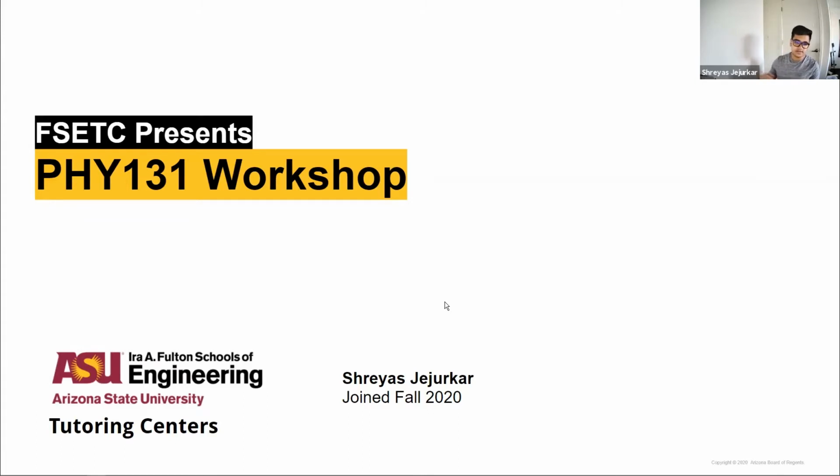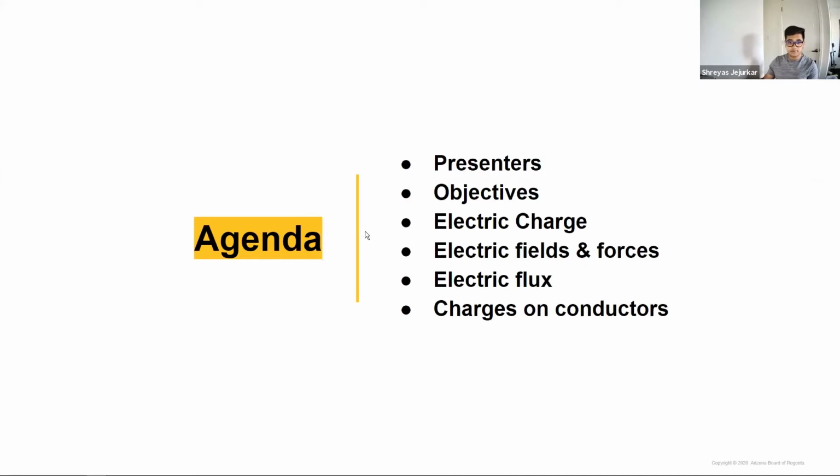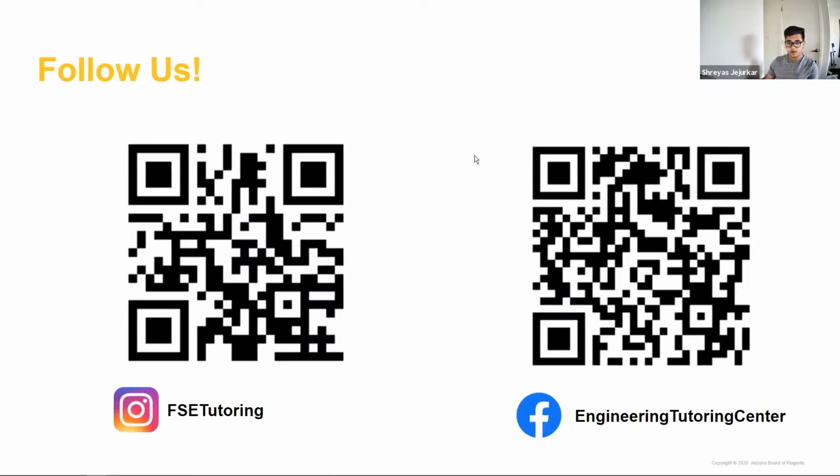We're going to be going over some basic Physics 131 concepts. So we're going to be going over the presenters, objectives, electric charge, electric field and fields and forces, electric flux, and charges on conductors. Now, this is going to be a basic conceptual overview. We're not going to be jumping into any problems today. We're just going to be going over the theoretical part of all these topics.